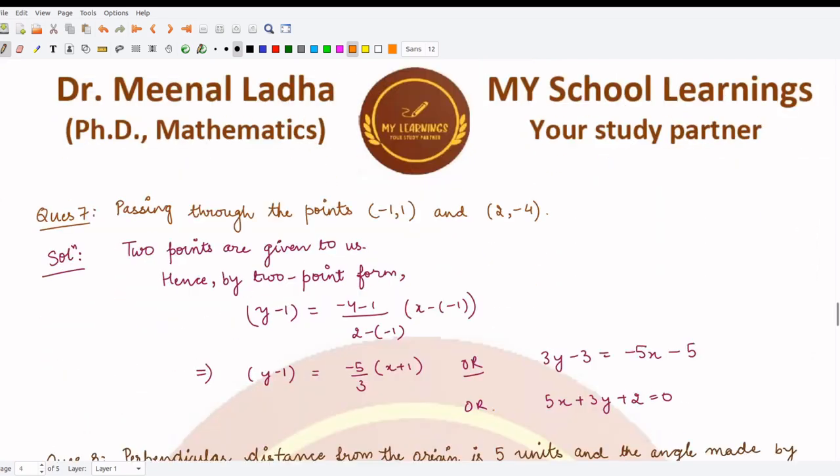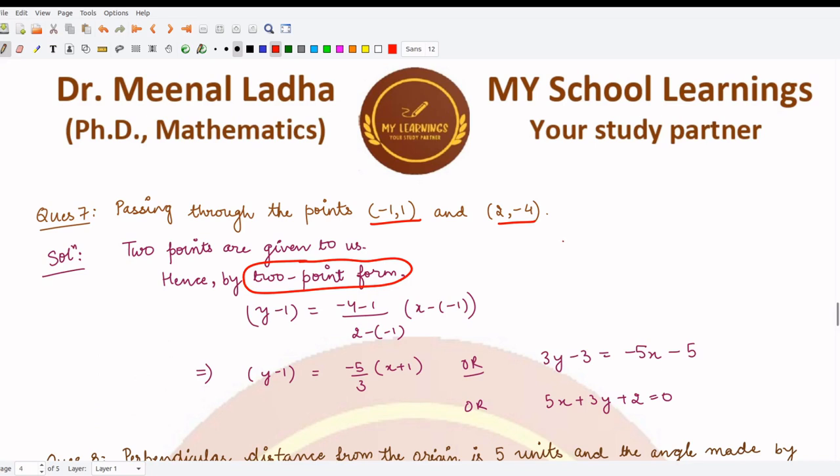Okay, next, the 7th question. We have to calculate the equation of the line which passes through 2 points. One is (-1, 1), another one is (2, -4). So here we shall use the 2-point form to calculate the equation of the line based on the information that we are given. So what is that?